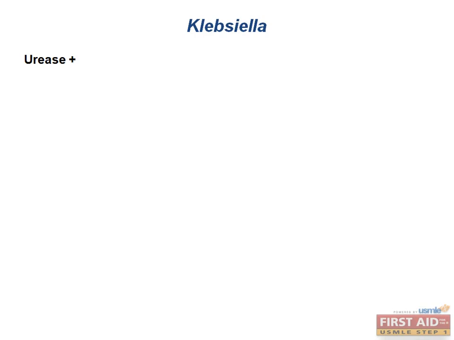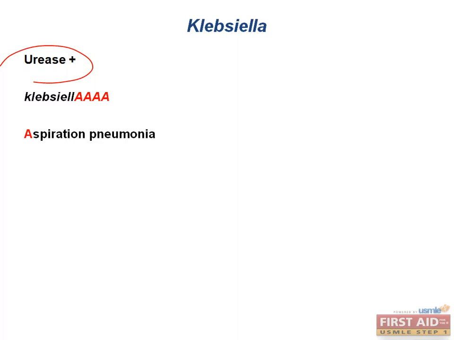Another lactose-fermenting gram-negative bacteria, Klebsiella, is urease positive and causes lobar pneumonia that is often severe and necrotizing. I like to remember the key facts about Klebsiella with the mnemonic Klebsiella. Okay, so think about someone opening their mouth and saying, ah. Oh, that's a little scary. Okay, maybe they'll make that go away. So I like to open mouth because that helps me remember the first A, which is aspiration.